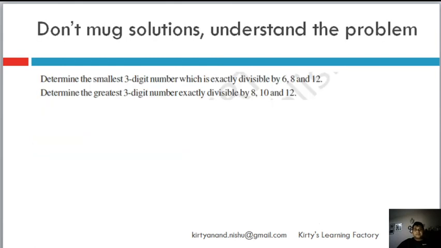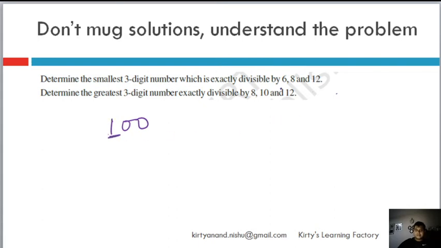Never ever mug the solutions, especially in these kind of problems. I have seen that kids learn that when they are asking if it is divisible by this much, then I have to find LCM, HCF. So understand, determine the smallest 3-digit number which is exactly divisible by 6, 8 and 12. So it says determine the smallest 3-digit number. Generally what happens is that they will say, okay, what is the smallest 3-digit number? 100.